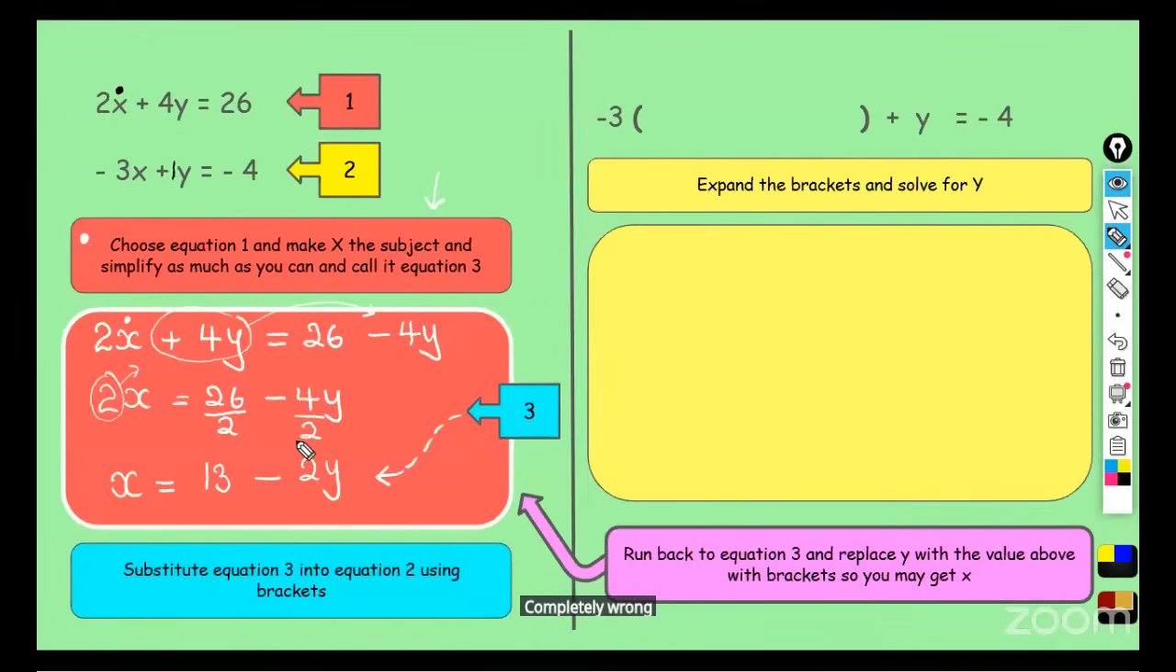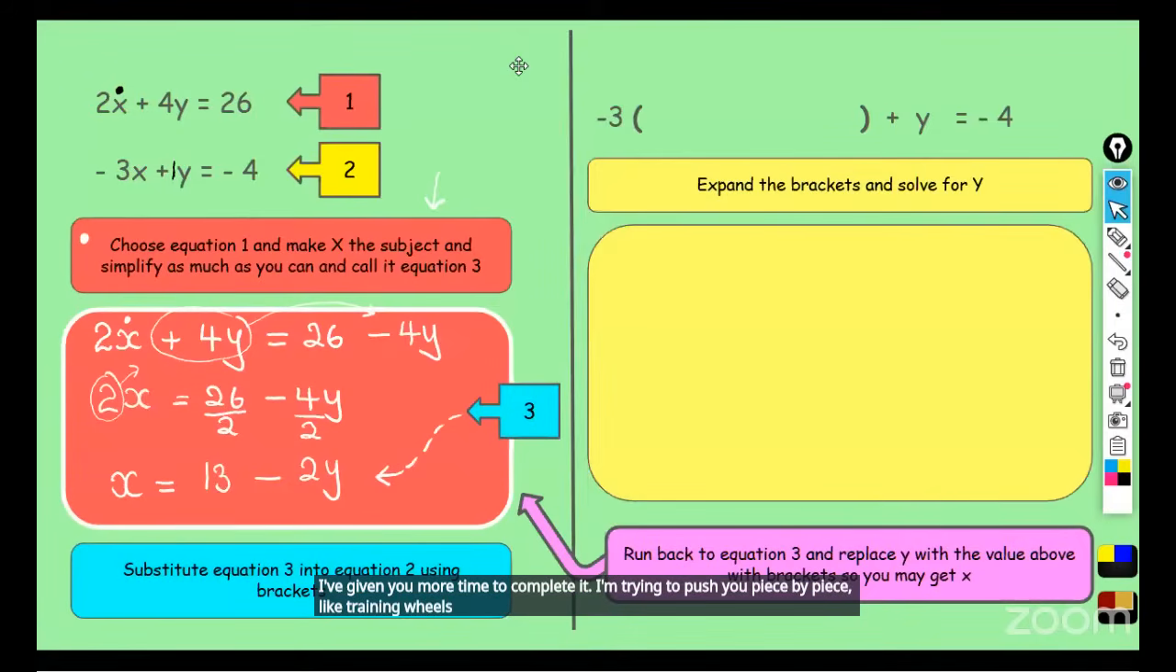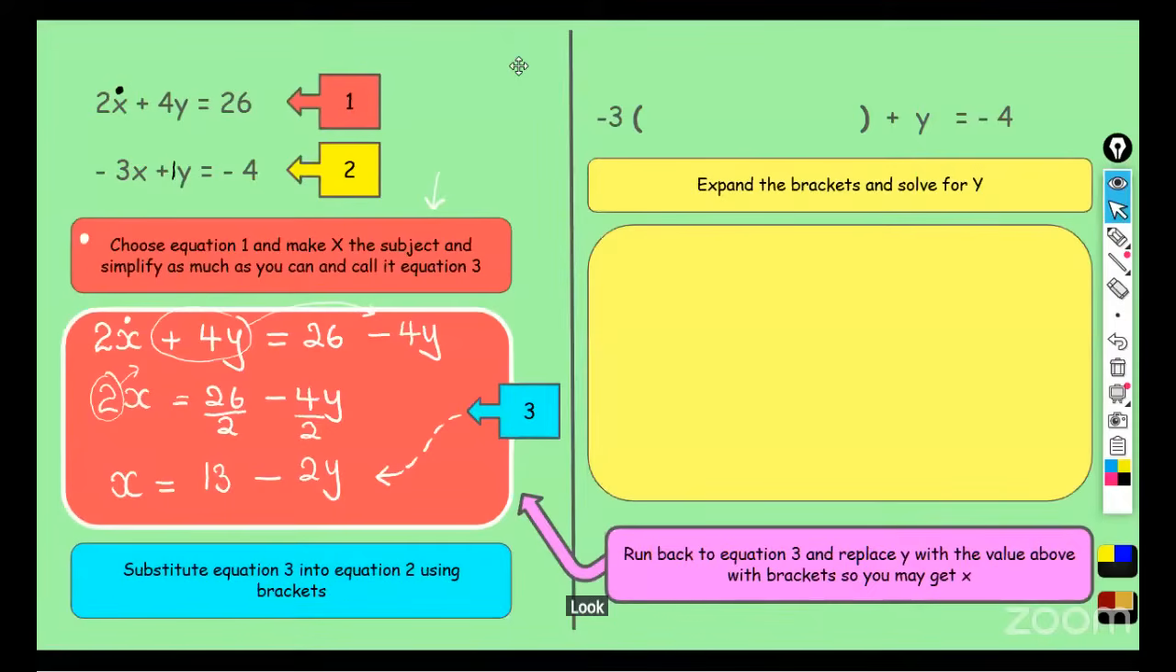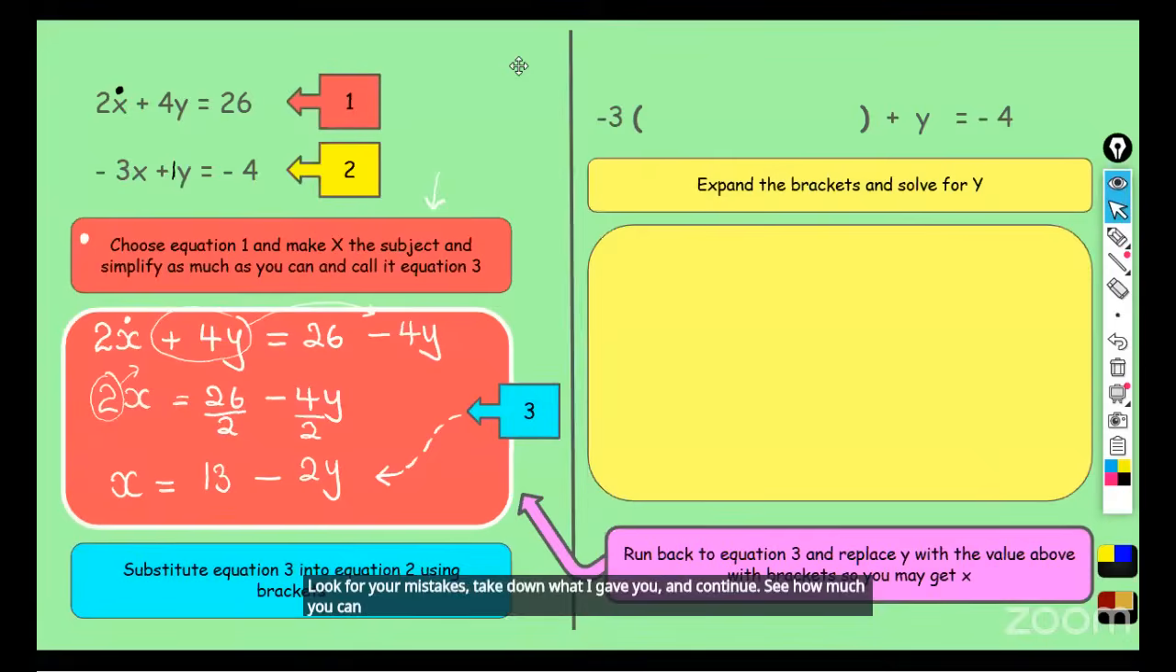Raise your hands if you have up to there. Right? I'm giving you more time to complete it. I'm trying to push you piece by piece, like training wheels, right? So if you didn't get up to there, look for your mistakes, take down what I gave you, and continue. See how much you can remember. 2 more minutes.